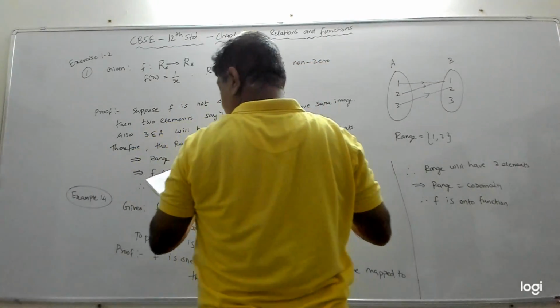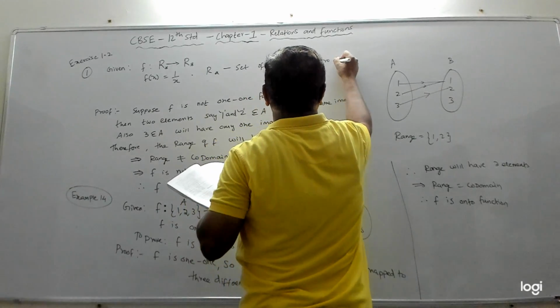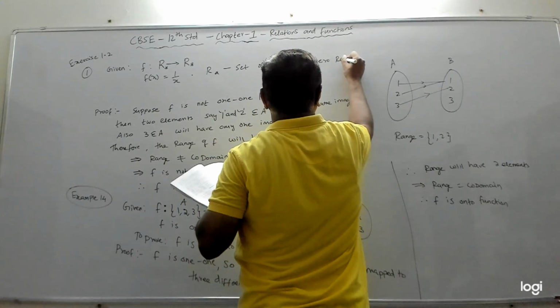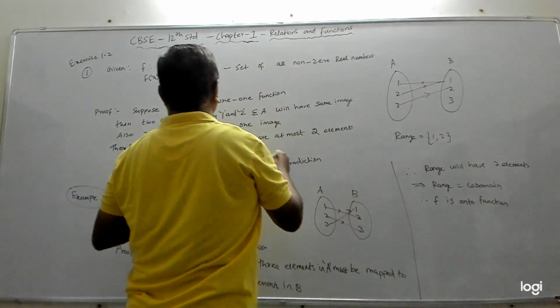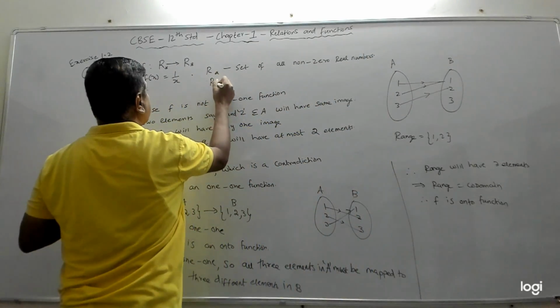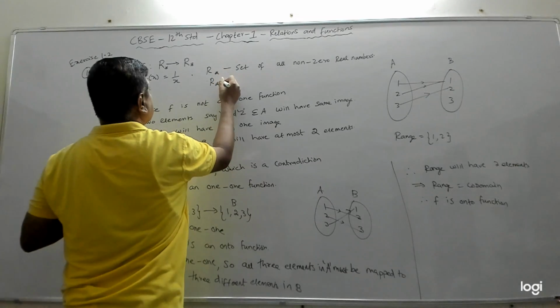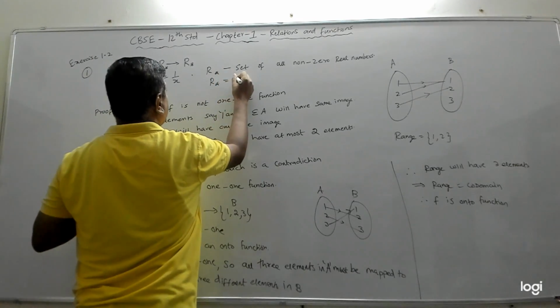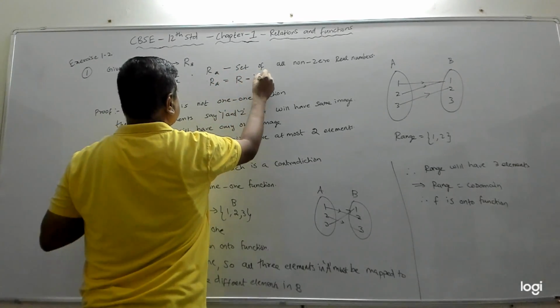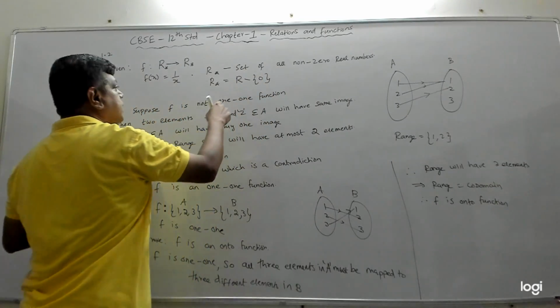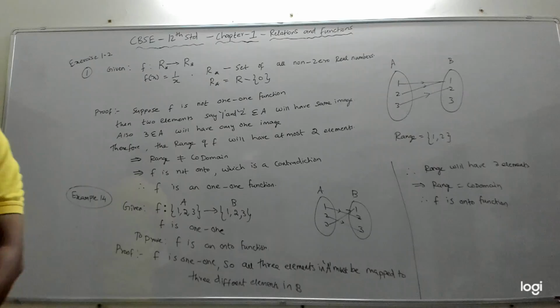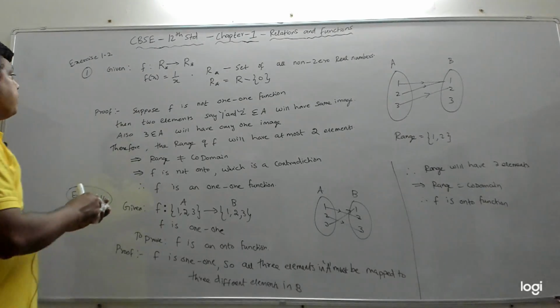R star is the set of all non-zero real numbers, which means it has all real numbers except 0. In other words, you can say R star is equal to the set R minus the singleton {0}. All the elements in R except 0, that is called R star. That's how they have given.